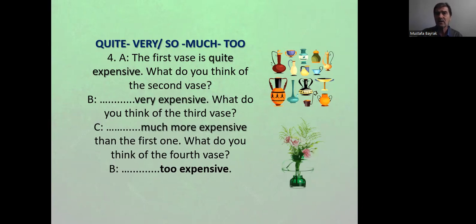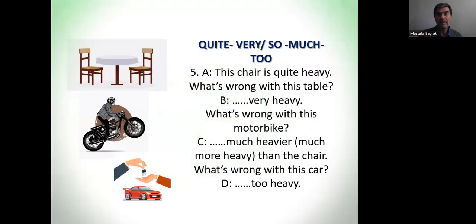Yes, you can do exercises like this. What do you think of the third vase? The third vase is much more expensive than the first one. What do you think of the fourth vase? The fourth vase is too expensive. Okay. Again, dialogue 5. This chair is quite heavy.